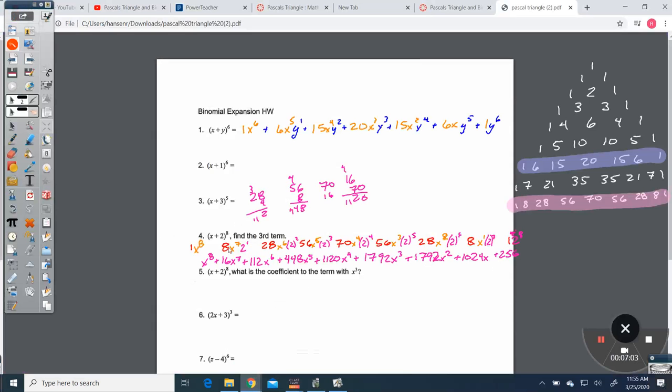So it says find the third term. First term, second term, third term: 112x to the 6th. What is the coefficient of the term with the x cubed? Here's the one with the x cubed. It's 1792. Okay, so the coefficient is 1792.